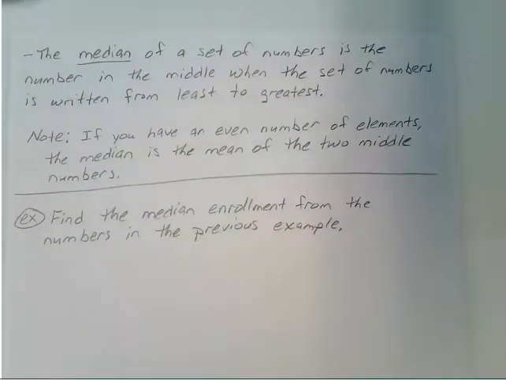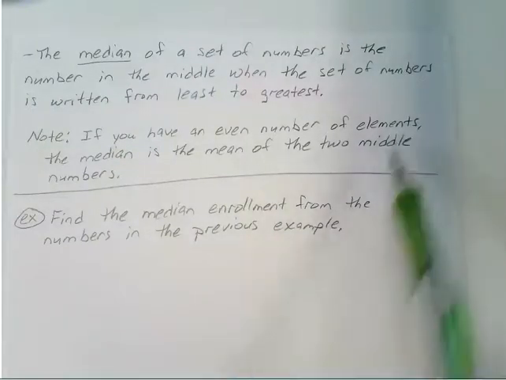Now, the median of a set of numbers is the number in the middle of the set, and that's only when you write the values from smallest to largest. So you have to write them in that order and then pick the number in the middle. If you have an even number of values or elements, then the median is the mean of the 2 middle numbers. I'll give you an example of both of those.